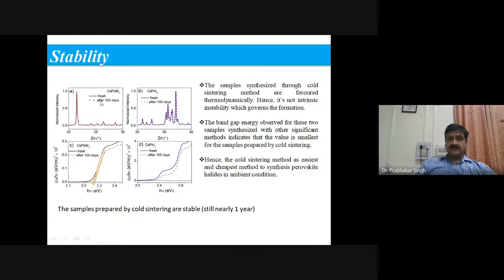You can see the XRD pattern is matching. We also measured its band gap, and found very little effect after 100 days, which is negligible. Initially it was 2.27, and after that it was 2.28, so only the second decimal place changes. We found it stable, and nearly 1 year has passed with the sample; we tried it again and found no change.